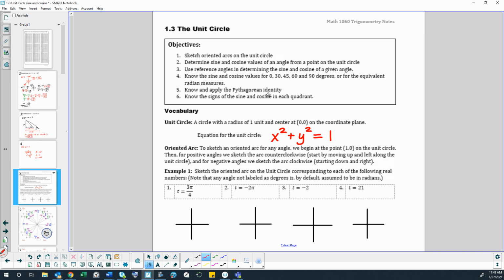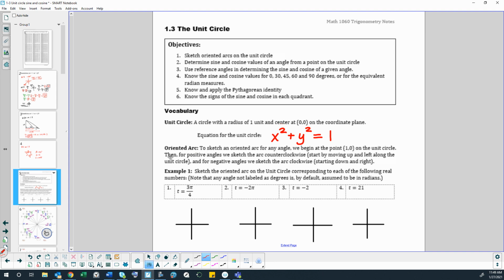But it should really remind you of the Pythagorean theorem, except instead of a squared plus b squared equals c squared, it's just a 1. So we're just using that radius of 1, and that is going to be helpful when we start finding sines, cosines, and tangents. Okay, let's start by just practicing sketching again.